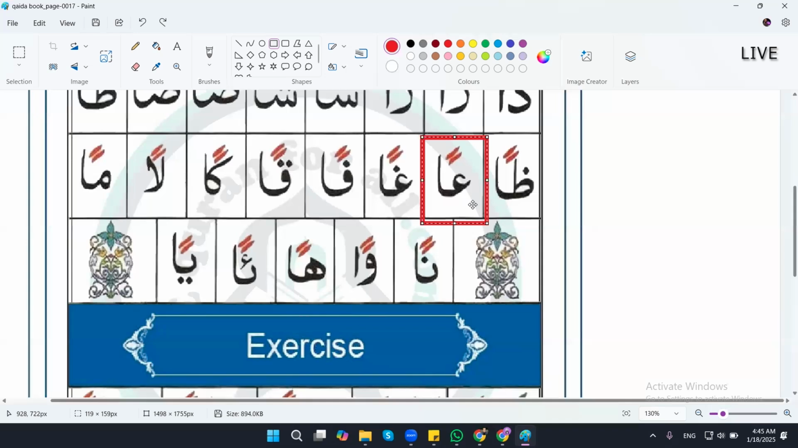Oh, this is Khain. Yes, so it's not Ain. Khain. Khan. Gun.